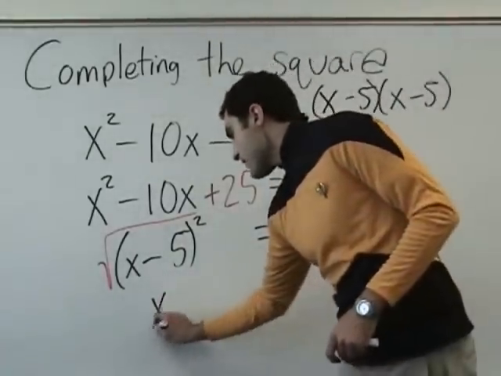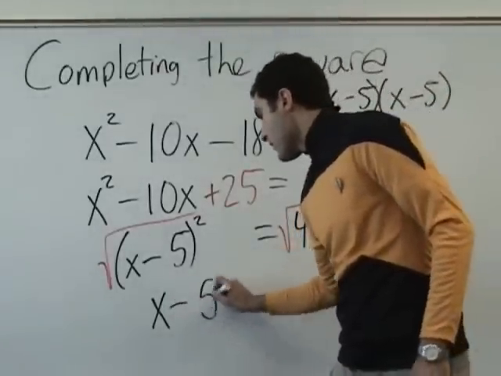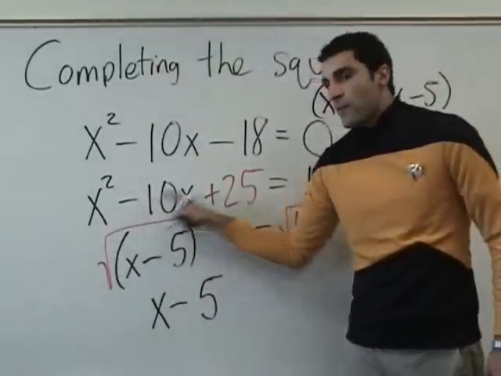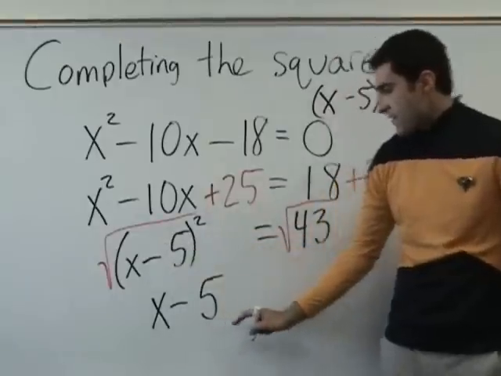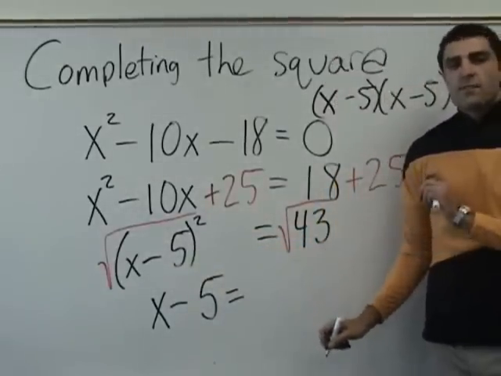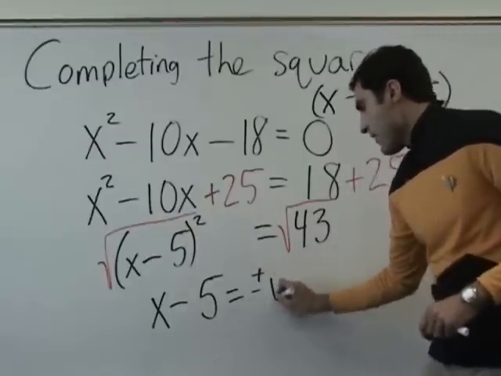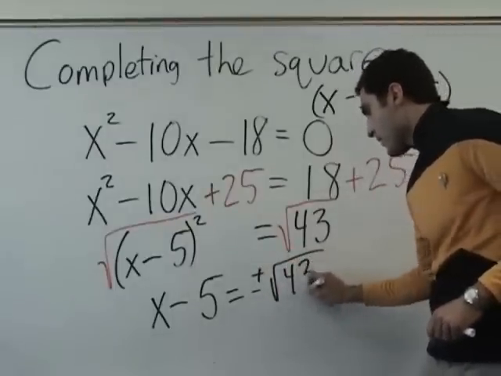So this is x what? It's x squared minus 10. No. Minus. We square rooted both sides. Oh. So we got x minus 5 equals 6.56. Okay, we're going to leave it in square roots, and we're going to say plus or minus the square root of 43.